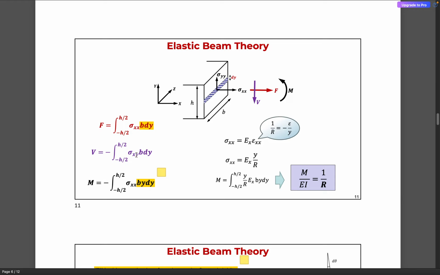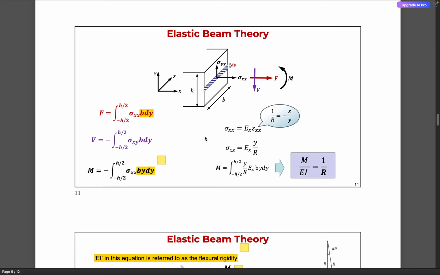Similarly, when you replace sigma xx by sigma xy, we obtain the shear force. In order to obtain the bending moment, we need to consider the value of sigma xx into b into dy, and multiply that by the value of y. So when we consider force into the lever arm, we obtain the value of the bending moment developed for that particular cross section.